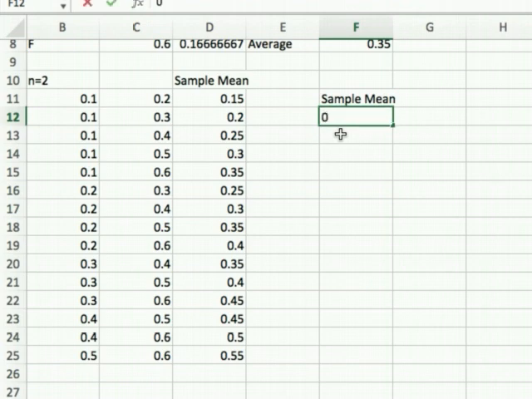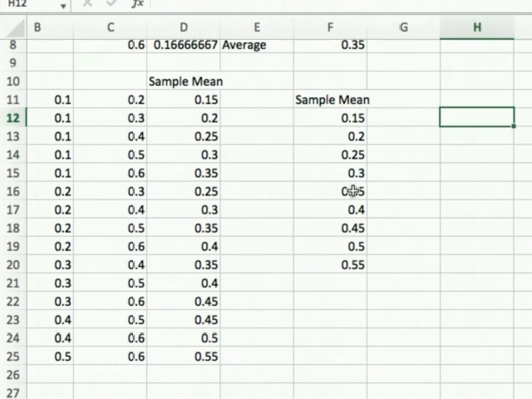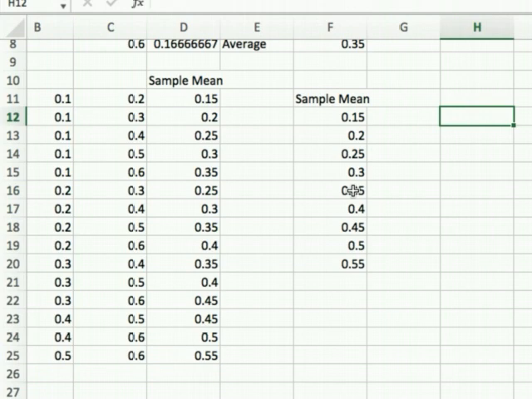So here we can see that the unique values are 15%, 20%, 25%, 30%, 35%, 40%, 45%, 50%, and 55%. And in order to get the probabilities for each, we can start first by getting the frequencies. So the frequency for 15 is 1. It only appeared once. 0.2 appeared once also. 0.25, however, appeared 2 times.